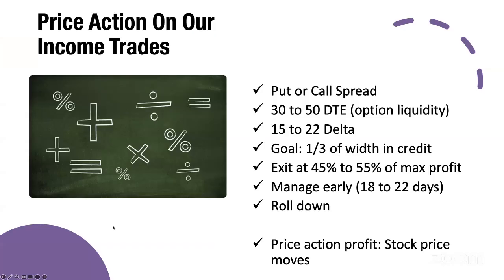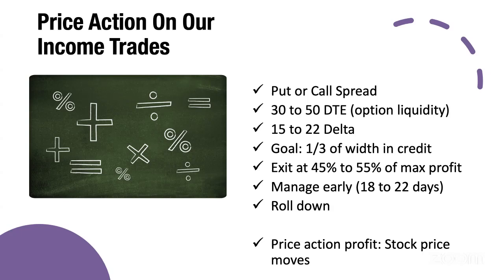Again, because we use the math and probability approach, when we're doing a put or call spread, we're usually setting up a longer days to expiration, 30 to 50 days. We talk about this. We have to have option liquidity when we set this up as a group. We would like to get deltas as low as possible. We try to be in that 15 to 22 range. Our goal is to collect one third of the width as credit. That rarely happens in this kind of low volatility environment without taking a lot of extra risk. Then we close these trades at about 45 to 55% of max profit.